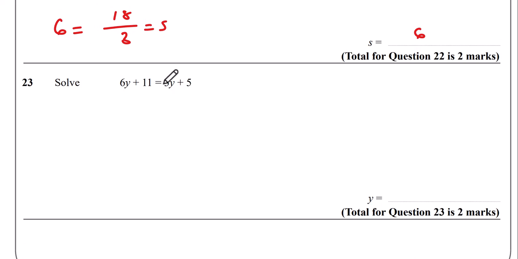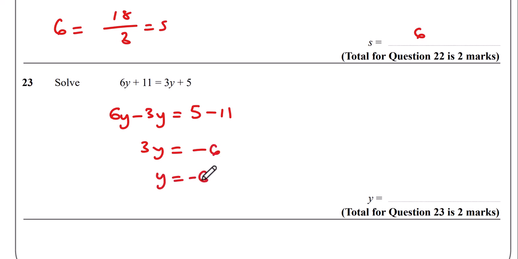And for this one, again, I can look at it very well. I see that here's a plus, so I can subtract 3y on both sides. That's 6y minus 3y, and because it's a plus, here 11 on the left, so subtract 11 on both sides, so that'll be 5 minus 11. Then I can simplify this down, which is 3y is equal to minus 6. Then y will be minus 6 divided by 3. That's minus 2.